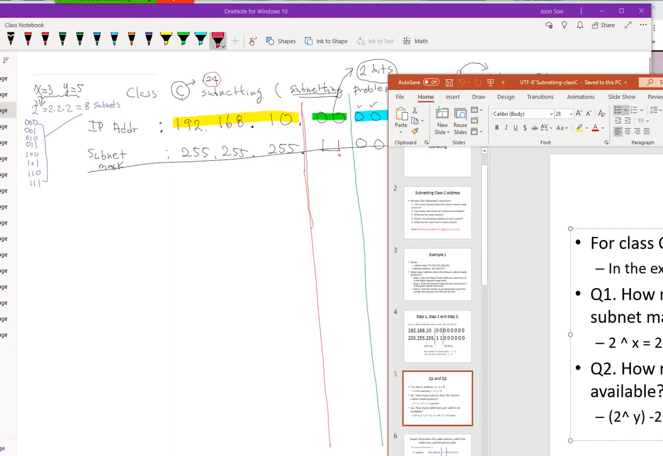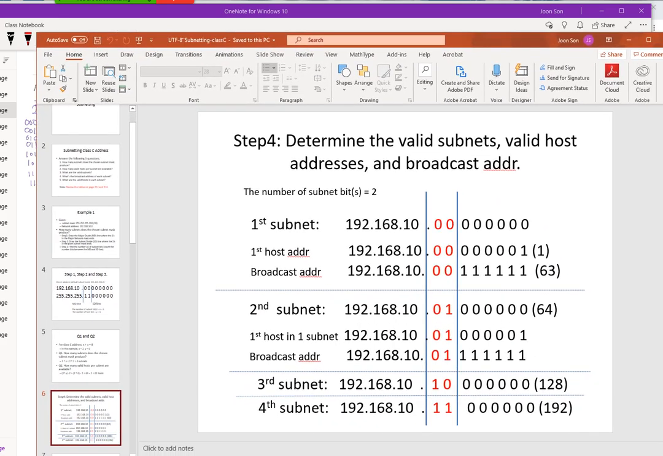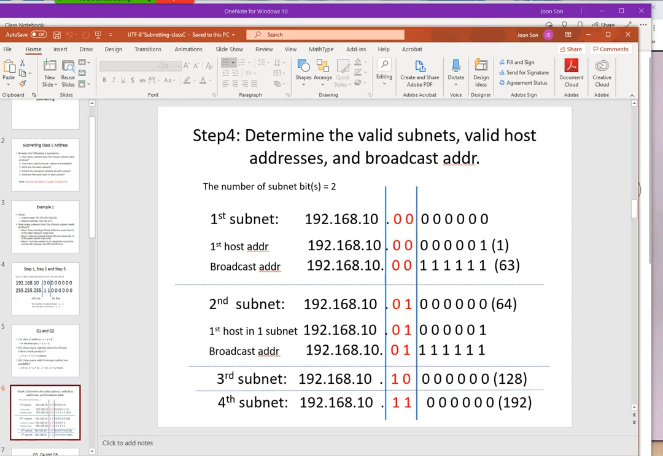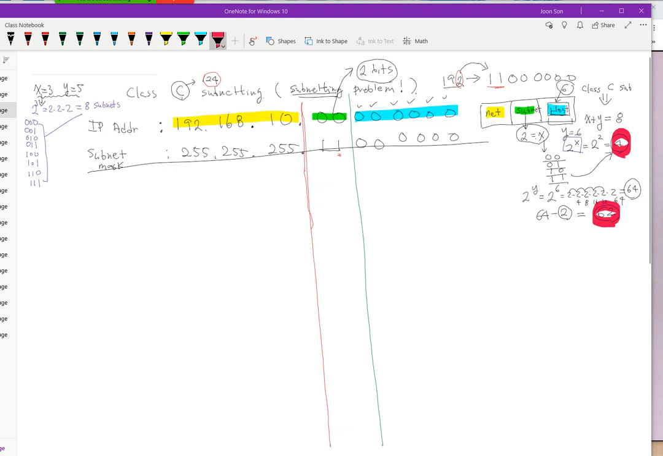Okay. So now let's take a look at the third one. I'm going to build this one. I'll show you how. So first, I want to build this subnet portion. Okay, I want you to please first focus on the subnet portion.